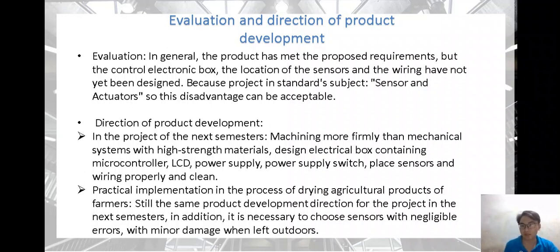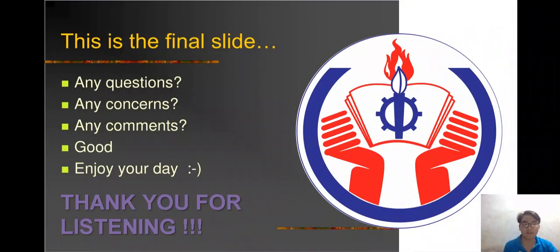About the direction of product development. First, in the next project, machine the mechanical system more firmly with high-strength materials. Design an electrical box containing the microcontroller and power supply switch, and place the sensors and wiring properly and cleanly. Second, practically implement it in the process of drying agricultural products. We will keep the same product development direction for the project in the next semesters. In addition, it is necessary to choose sensors with negligible errors and minor damage when used outdoors. And this is the final slide for our team project presentation. Thanks for listening.